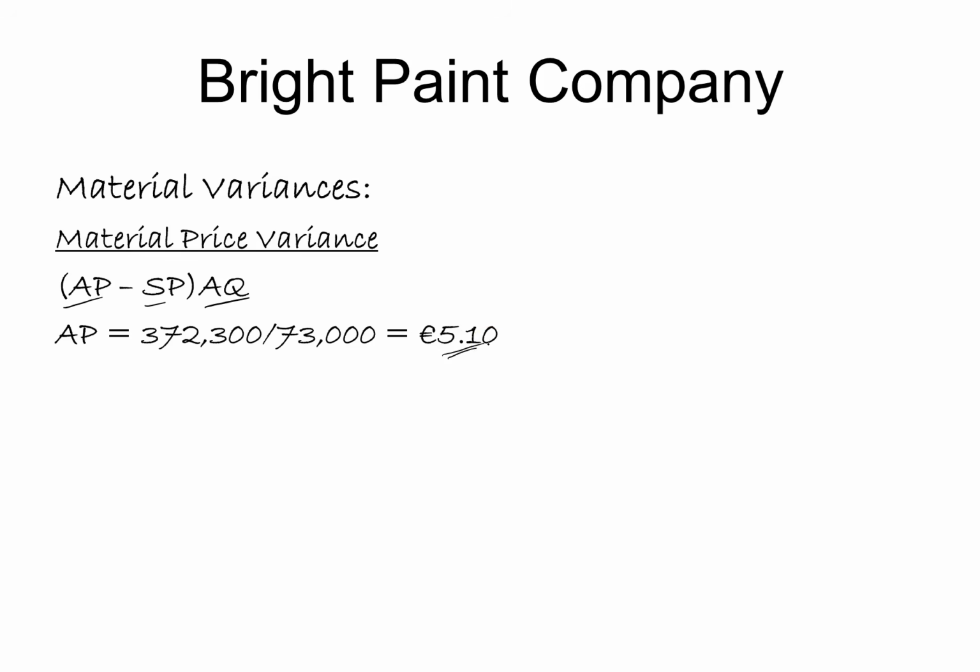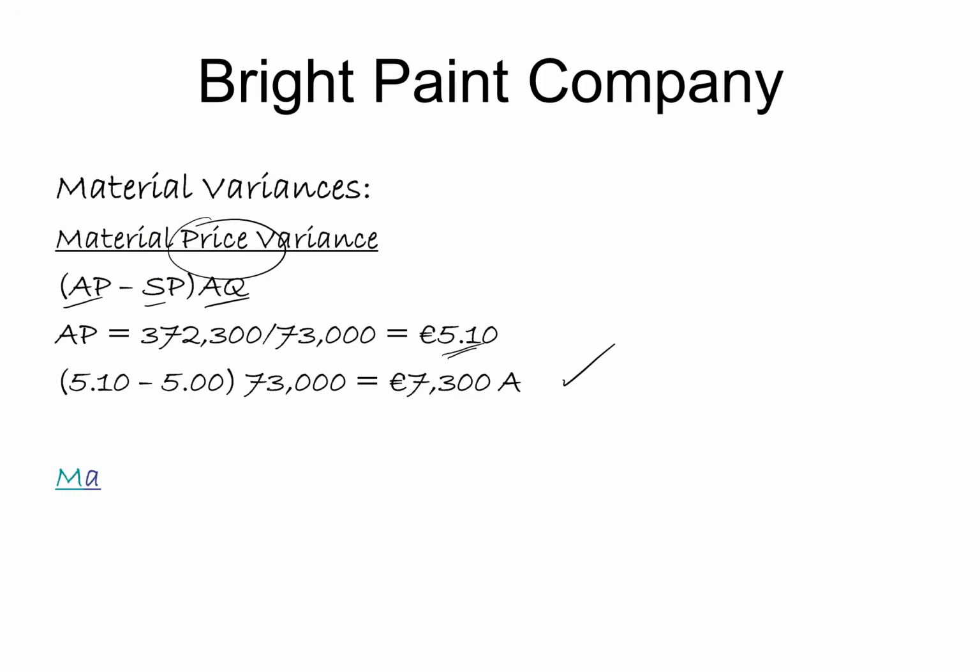So what we have is an actual price per litre of €5.10, a standard price of €5, and 73,000 litres actually purchased. So that'll be a 10 cent per litre difference times 73,000 litres. That works out at a €7,300 adverse material price variance. Now what we do is look at the usage variance. So the material usage variance.